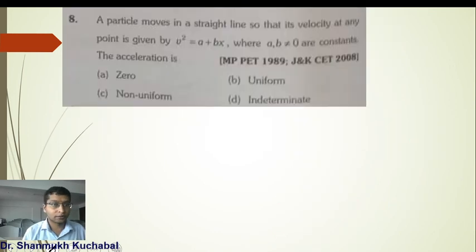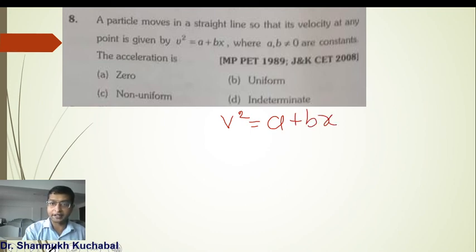So we'll do the next example. The question is, a particle moves in a straight line so that its velocity at any point is given by the expression v square equal to a plus bx, where a and b, not equal to 0, are constants. The acceleration is, so we have to calculate the acceleration.